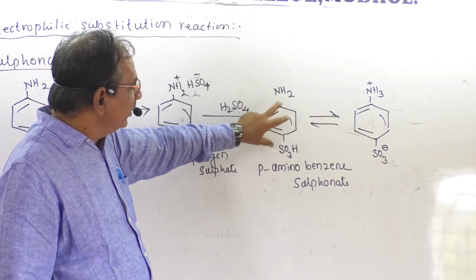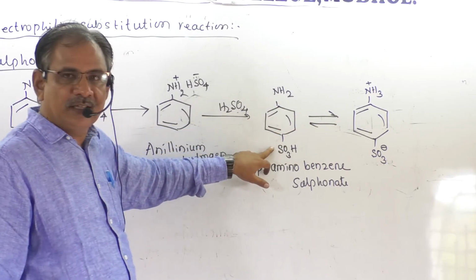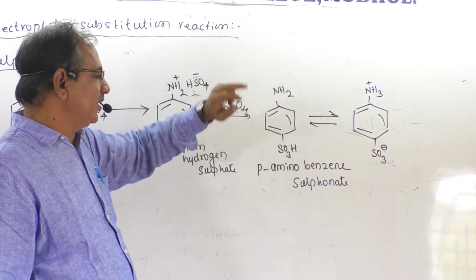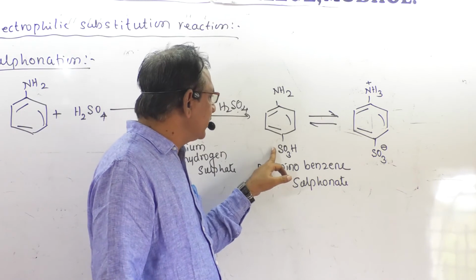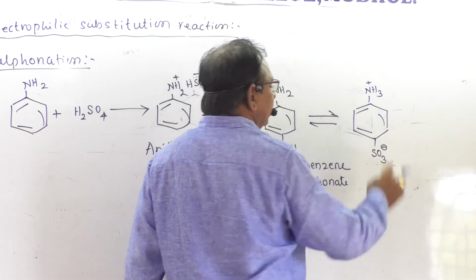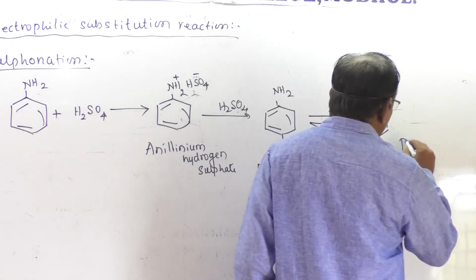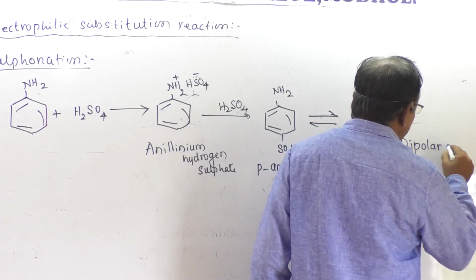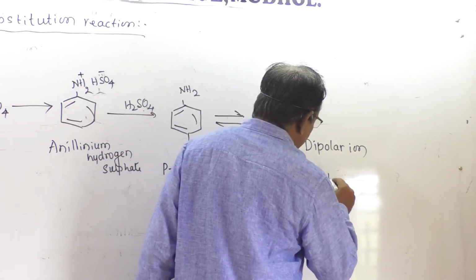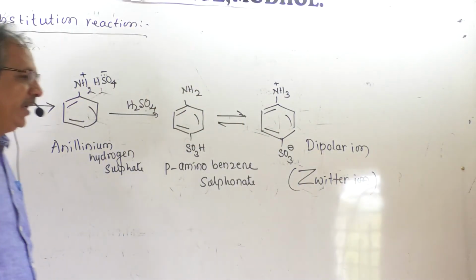According to the Lowry-Bronsted concept, acids are substances which donate H plus ions, and bases are substances which accept H plus ions. So the acidic group donates the H plus ion and the basic group accepts the H plus ion. So a dipolar ion is formed. That dipolar ion is simply called a Zwitter ion.